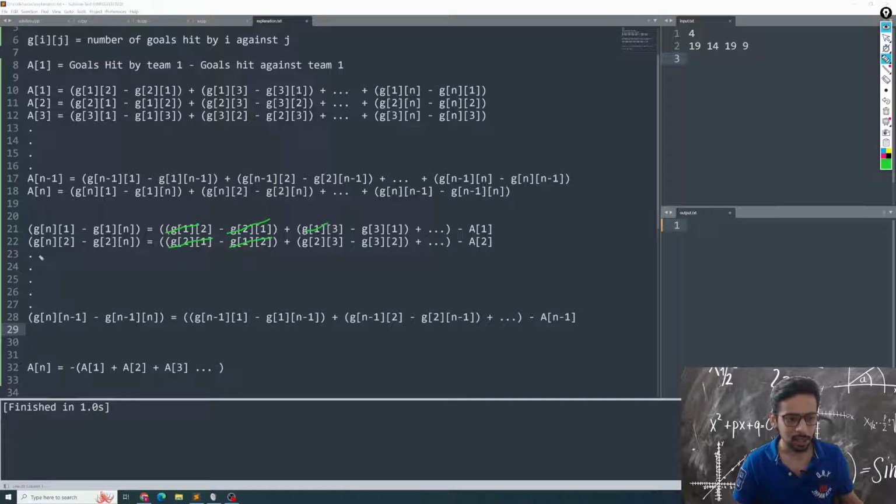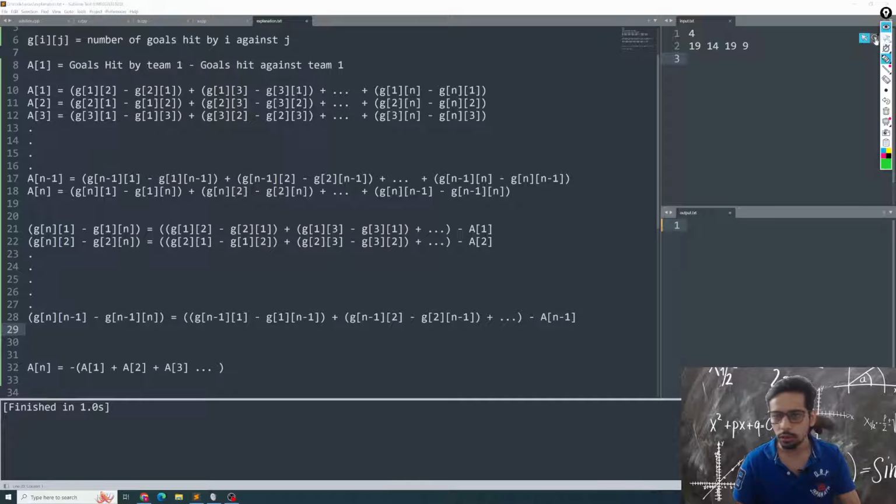G13 will get cancelled out when you write down for the third team. There will be a minus G13, and that will get cancelled out. Plus there will be a plus G31 in the third equation, that will get cancelled out. So try summing them up like this. All these other G terms are going to get cancelled out, and A of n will become equal to negative of the sum of efficiency of all the other teams.